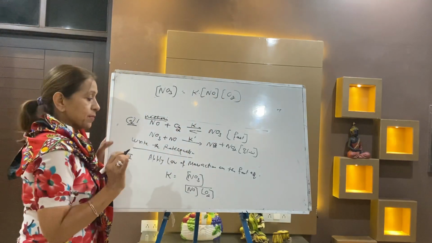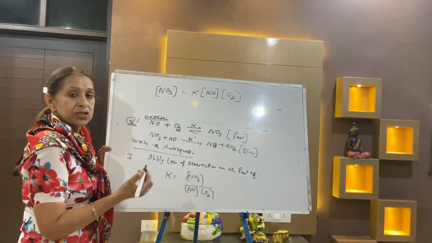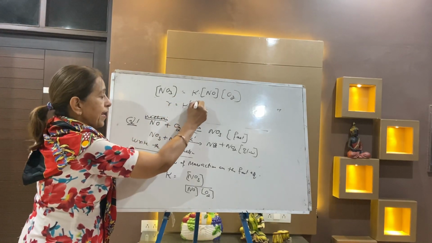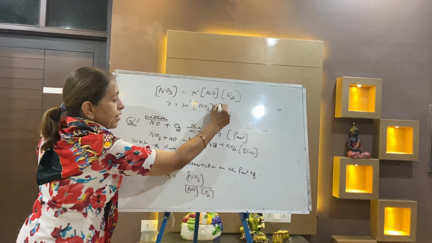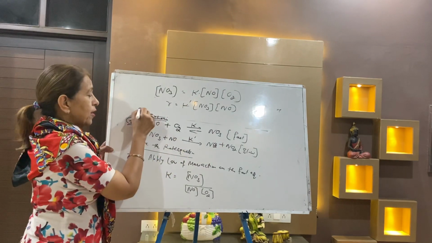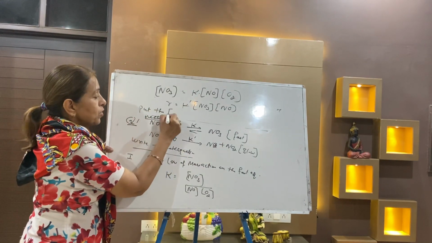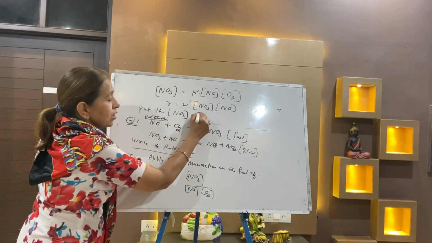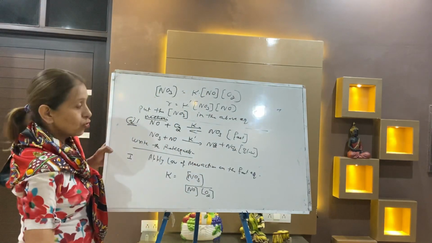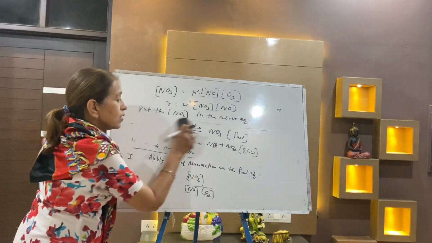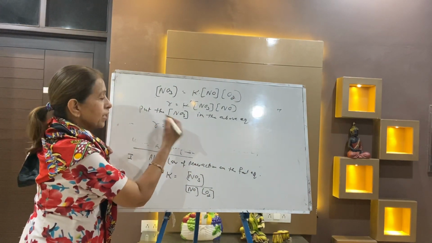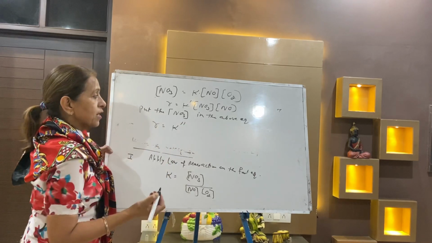Okay. Next step is, now write down the rate equation from the slowest step. R is equal to K dash [NO3][NO]. That I have written from the slow equation. Put the [NO3] concentration in the above equation, and the answer will come. R is equal to K into K dash, a new constant K double dash.